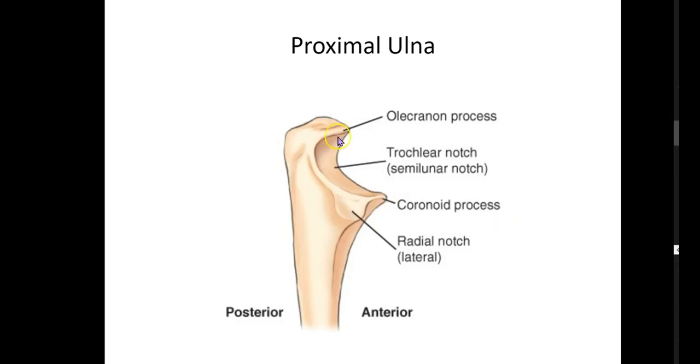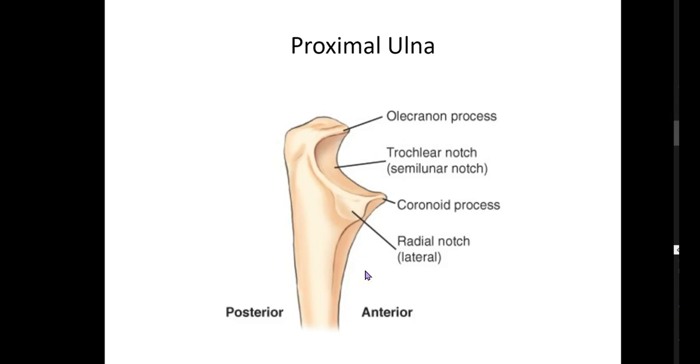The olecranon process can be easily palpated on the posterior aspect of your elbow joint. Again, when you feel your elbow in the back, this is what you're feeling. The lateral aspect of the coronoid process is called the radial notch. And guess what fits in the radial notch? Yes, the radial head. This articulation forms the proximal radio-ulnar joint. So let me say that over again. The radial head fits in the radial notch on the ulna, and that makes up the proximal radio-ulnar joint.